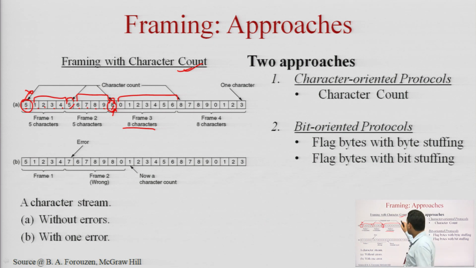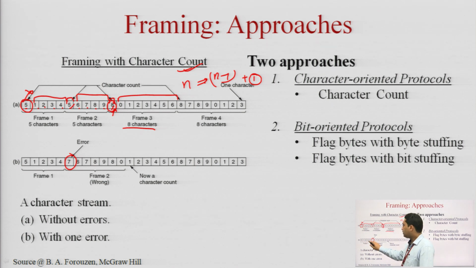So if there are n values, meaningful data is n minus 1, and the data plus 1 is the original value. Okay. So this is the example of character oriented. But there is one issue. If there is any error in the data, generally the error happens in one character. So if the first value is changed, what will happen? The whole meaning of the frame will change. Okay. So this is one example.